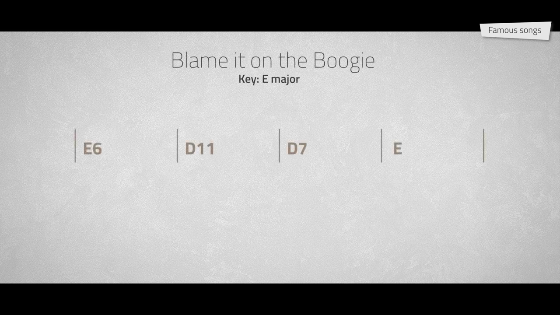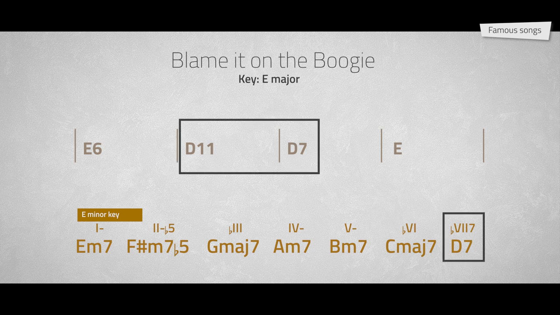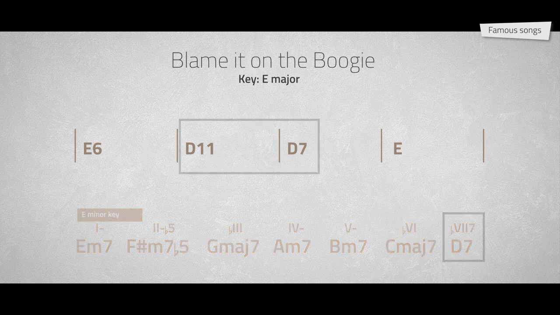Blame It on the Boogie by Michael Jackson is written in E major, and this killer soul song uses a flattened 7th degree from the E minor scale.